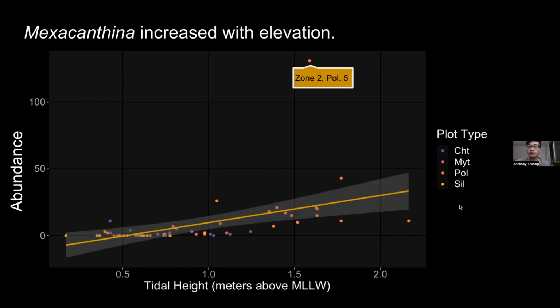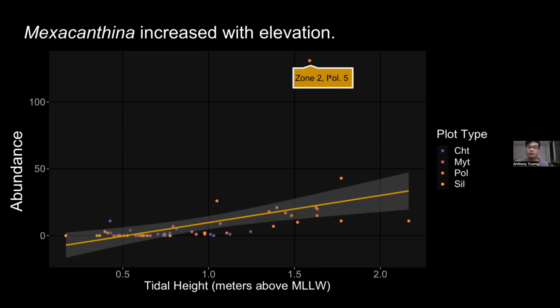And if we look at the specific plot makeup, we do note that the Polycipes plots are all of a higher elevation than the other 3 plot types. So there may be some teasing apart that needs to be done about whether it's the elevation that the Mexican fauna are after, or if they're after something found within the Polycipes plots, such as the Polycipes themselves, which could serve as a food source for these carnivorous whelks.